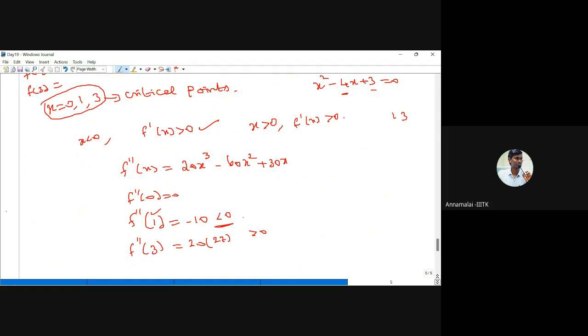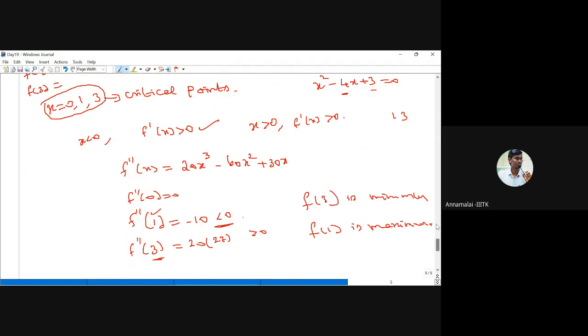So here we got f double dash of 3 is positive. Therefore, 3 is the minimum point. So what is the minimum value? You have to take f of 3. So f of 3 is minimum. Okay. And f of 1 is maximum. Okay, that is the idea.